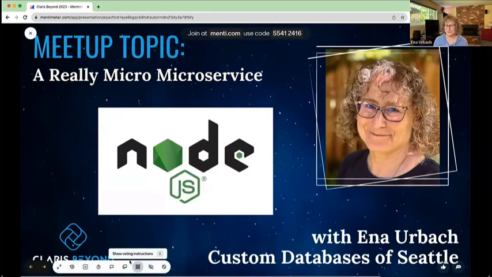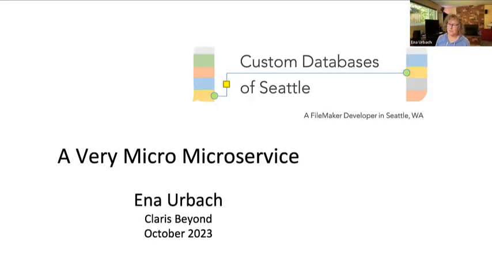Thank you. I am Ena Urbach. I'm an independent developer in Seattle, Washington, doing business as Custom Databases of Seattle. And I'm going to talk about a really minimal microservice that I put together to enable a Claris FileMaker database to match records that have text fields that are nearly matching, but not identical.